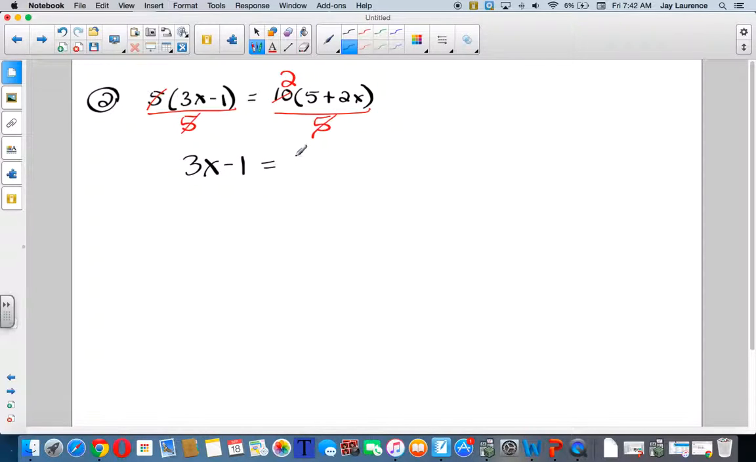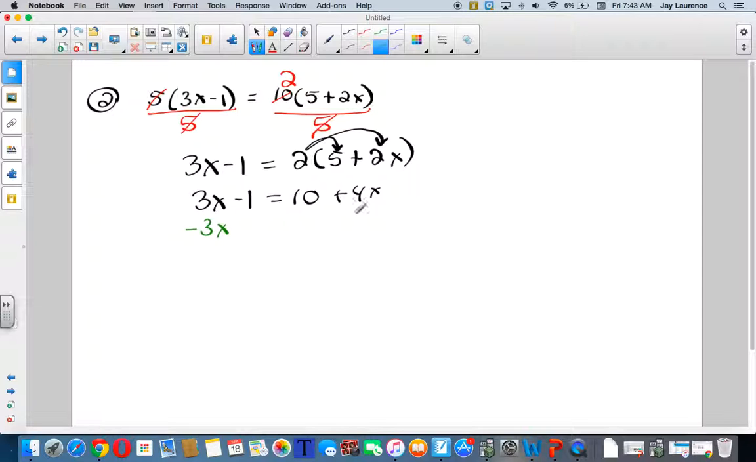On the right-hand side, I'm going to have 2 times the quantity of 5 plus 2x, excuse me. I have to distribute on the right-hand side now. And so we're going to go 3x minus 1, which will equal 10 plus 4x. I've got variables on both sides. I don't like that. I'm going to take away the smaller one.